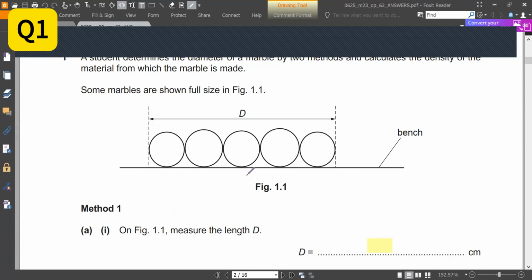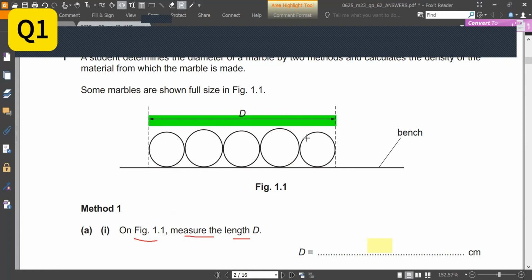So we are measuring 5 marbles at a time. So we are measuring the total length of the 5 marbles. So first question, figure 1.1, measure the length D. So this part is very straightforward. So we will take the ruler and then measure the total distance. So if we were to print out the paper in full size A4, we measure accordingly, we should get 7.8 cm. So straightforward.